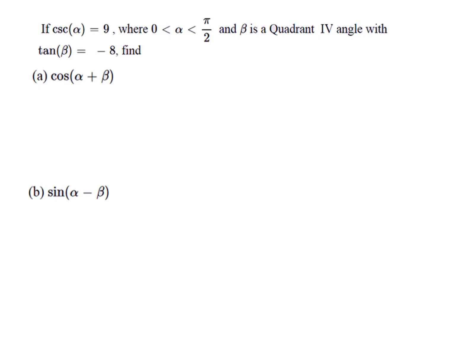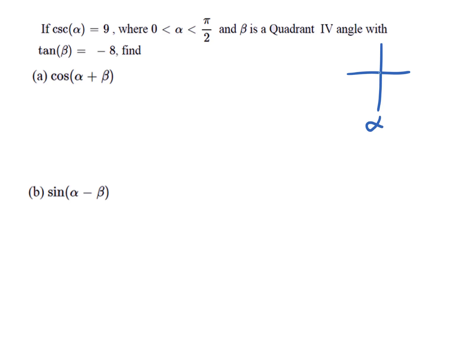If cosecant alpha equals 9 and alpha is between 0 and pi halves, and beta is in quadrant 4 with tangent beta equaling -8, find these things. Okay, so let's draw some triangles. First of all, we're going to get the information for alpha.